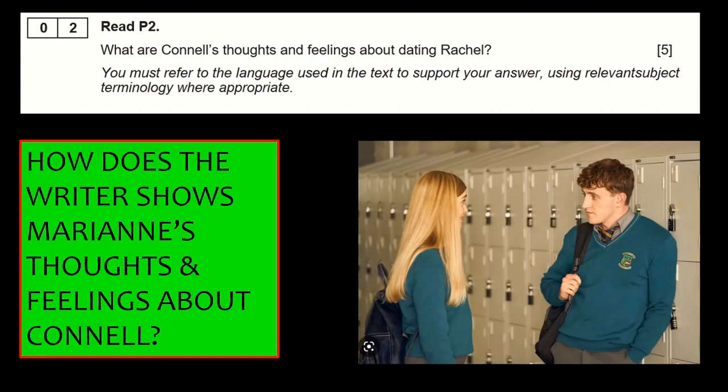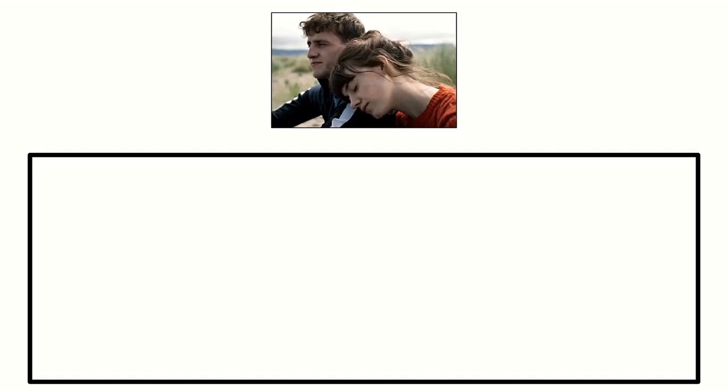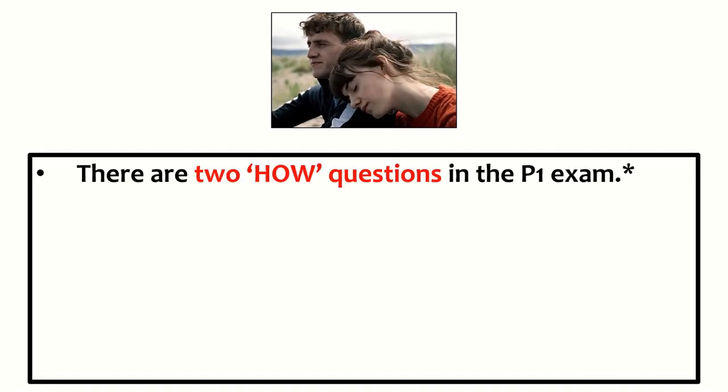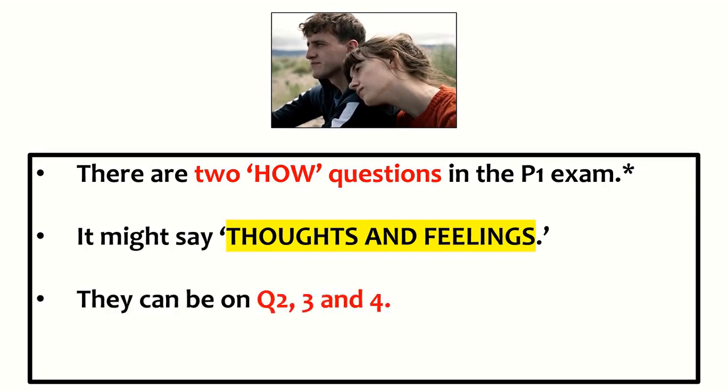So you'd go through the extract and highlight anything that shows what Connell's thoughts and feelings are about dating Rachel. So this is basically a how question. So there are 2 how questions in the paper 1 exam, but be aware it might say thoughts and feelings. So questions 3 and 4, or 2, 3 and 4, they might either be 2 questions that say how does the writer do something, or it might say what are the thoughts and feelings. It's basically the same question, picking out language and say the writer's intention.